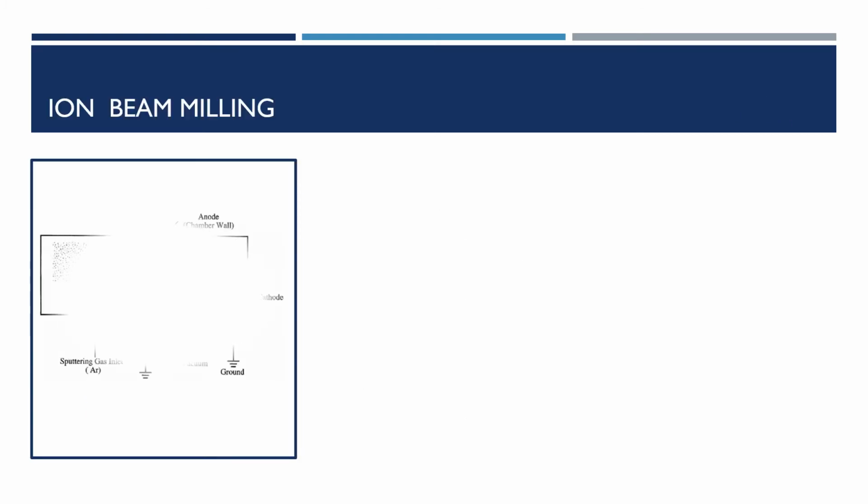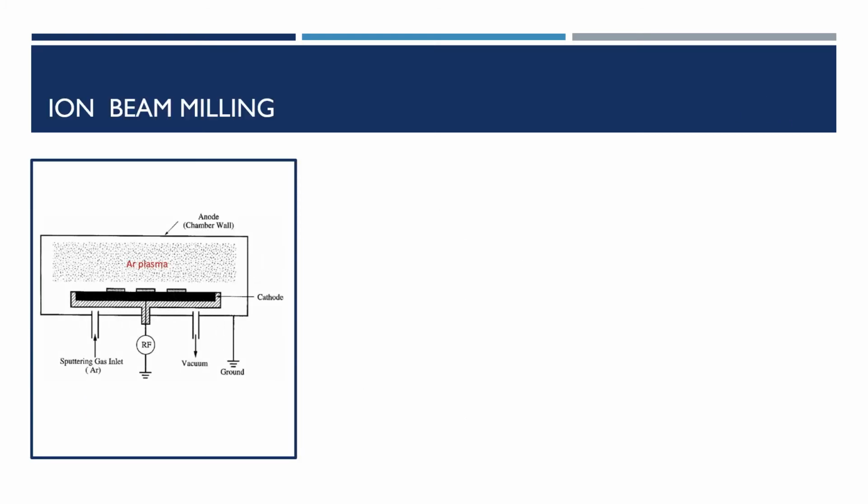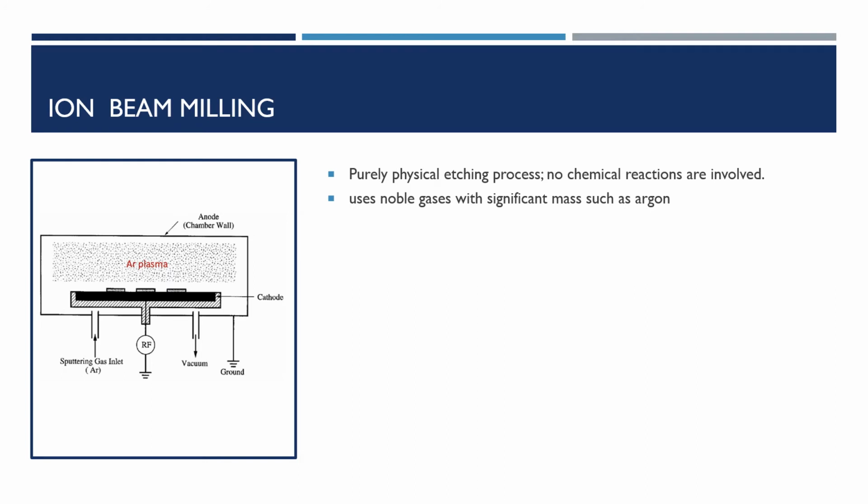The second one in the dry etching process is the ion beam milling. The figure shows a schematic representation of this process. It is a purely physical etching process and there are no chemical reactions being involved. It utilizes noble gases with higher masses such as argon.